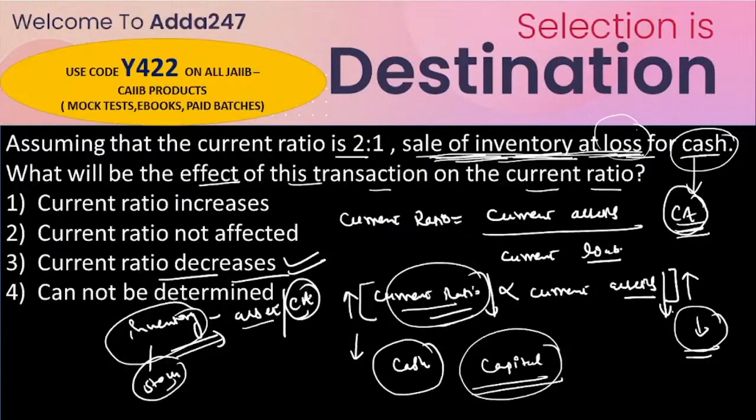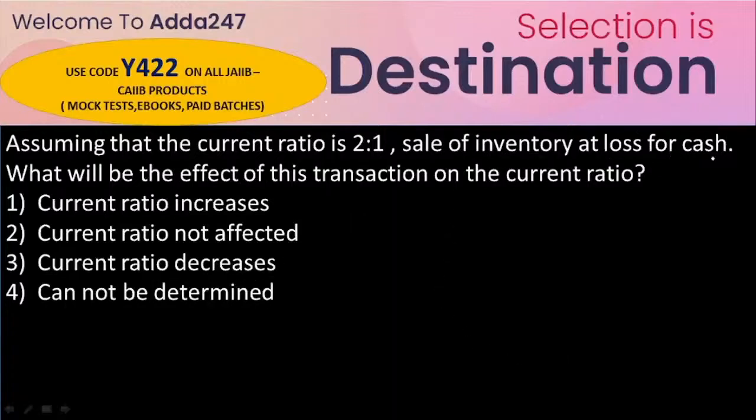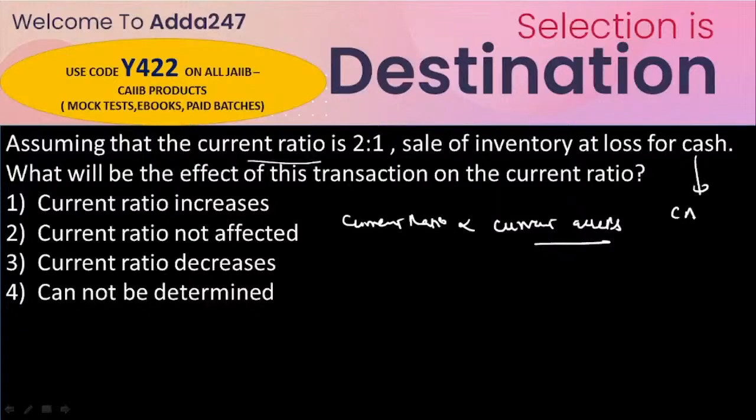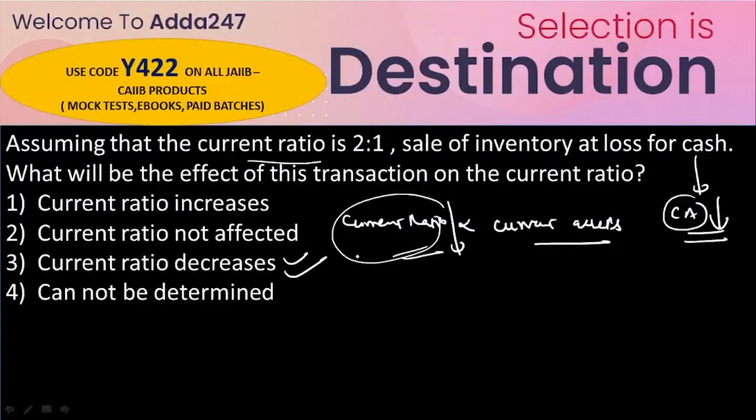This is how we solve these kinds of questions. These are conceptual questions, where you just have to follow the concept you learned. The current ratio is directly proportional to the current assets, and because cash is part of our current assets, if cash is decreasing, our current ratio will also decrease. So that would be the answer. This is how we solve these questions in the exam.